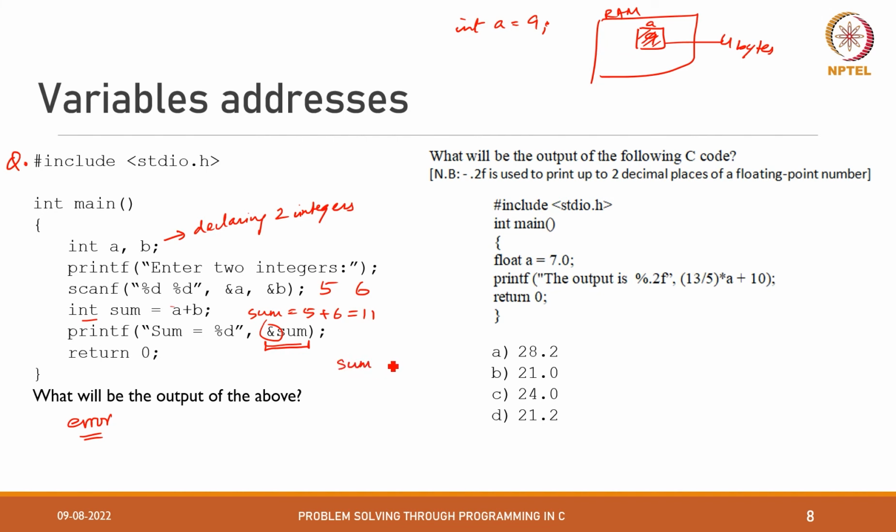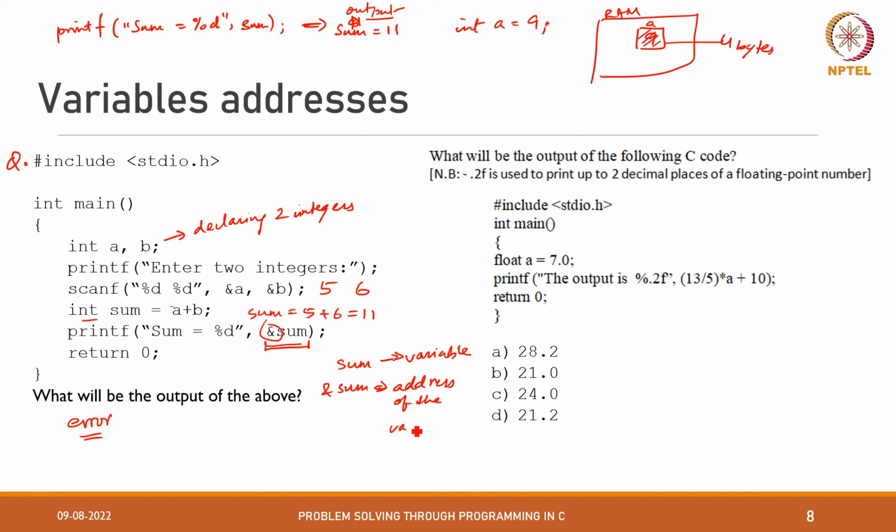Sum is a variable, right? Now, if I want to get the value of sum, I would write printf sum is equal to %d sum, and that would give me the output that sum is equal to 11. Okay, this would be the output. Now what I have done is I have used ampersand sum. So ampersand sum is basically referring to the address of the variable.